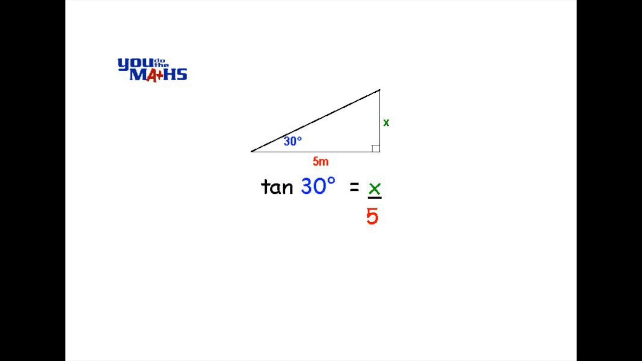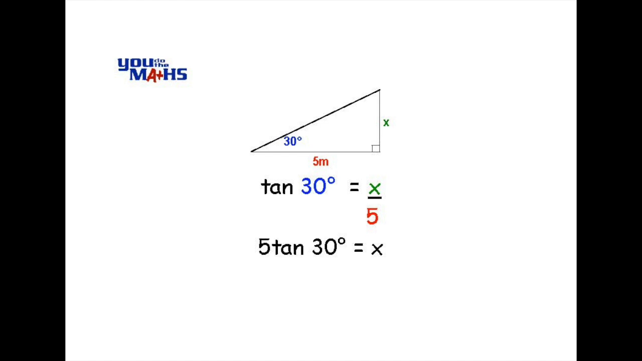To determine the x value, we need to remove the 5 so that x is by itself. So the opposite of divide by 5 is to multiply by 5. So we do the same to the left-hand side, and that becomes 5 tan 30. And on the right-hand side, dividing by 5 and then multiplying by 5 removes it, so we're left with just the x.